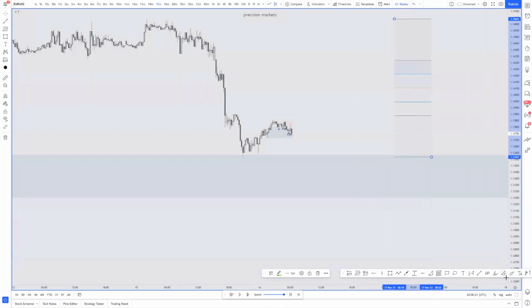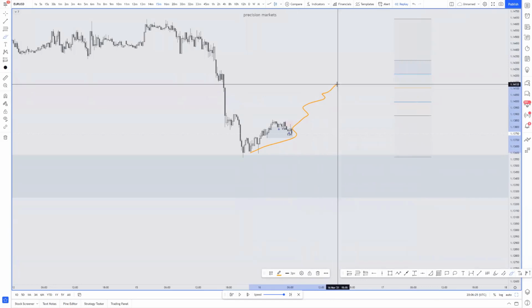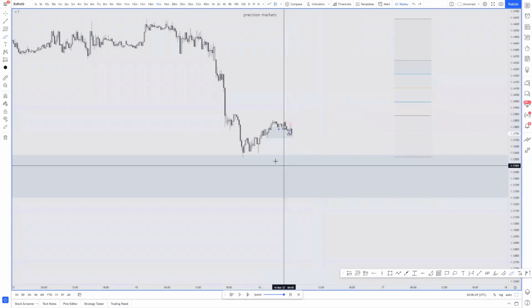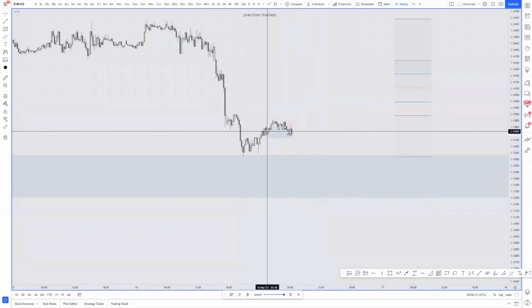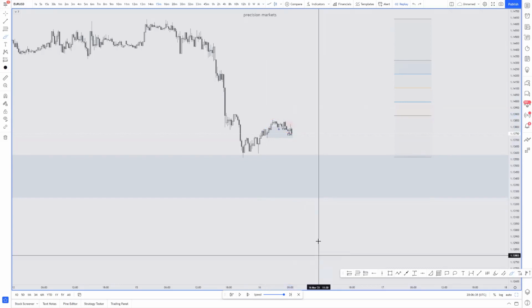Scenario one is the ideal scenario. We come into equilibrium and continue down. Scenario two is price is so bearish that it just continues on down and these supplies are to be respected. Obviously, we can never predict.